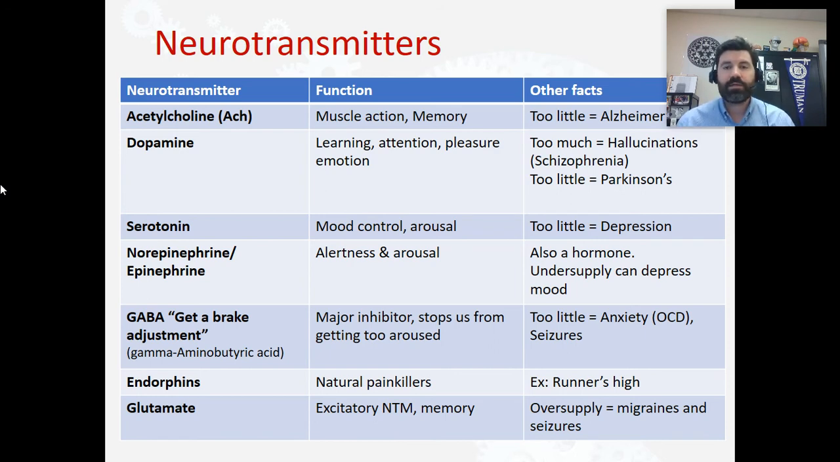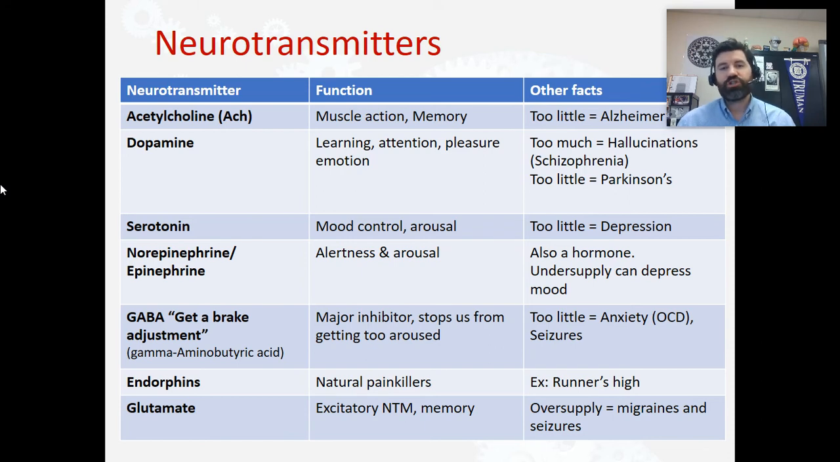And what I mean by a heightened state of arousal is we have dilated pupils, increased heart rate, deep breathing. It's preparing our body for action. Maybe we need to flee from something dangerous. Maybe we need to fight something dangerous. That's what we do with norepinephrine.